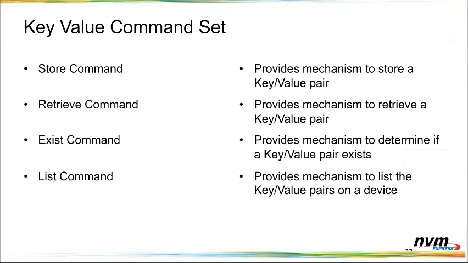The next command does not have an equivalent. It is the exist command. And this provides a mechanism to determine if a particular key value pair exists. So with this, you pass a key. You ask, does this key exist? And then you get a response of either it does or does not exist within the storage system. And finally, there is a list command. The list command provides a mechanism to list the key value pairs that are on a device.